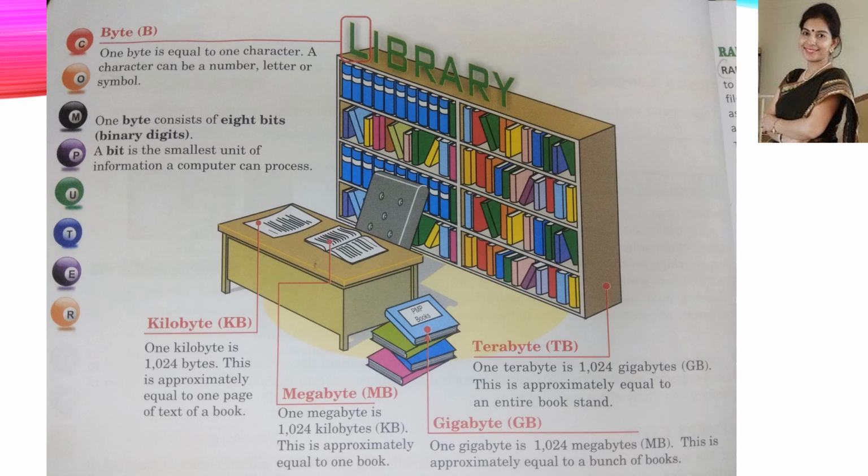So as we know that 8 bits is called a byte, and byte is the smallest unit of computer data which can represent any character. And 1 kilobyte is approximately equal to 1 page of a book, while 1 megabyte is approximately 1 book. 1 gigabyte is equal to a bunch of books, and terabyte is approximately an entire book stand.